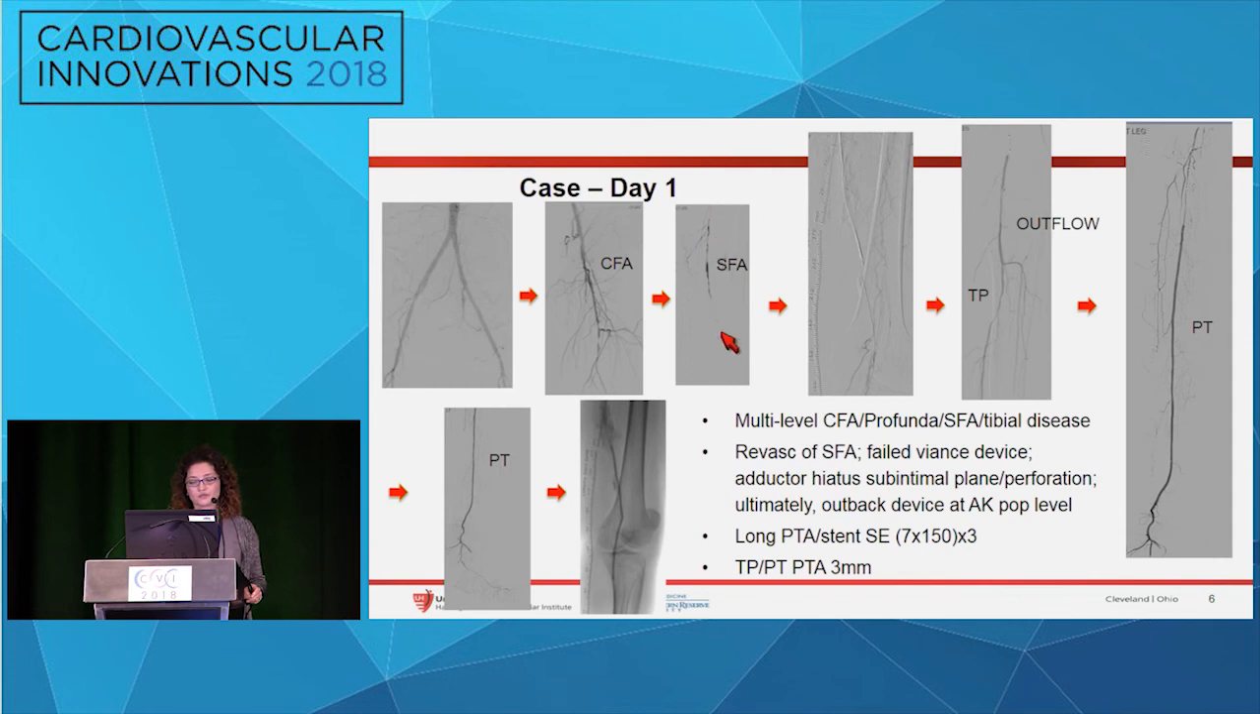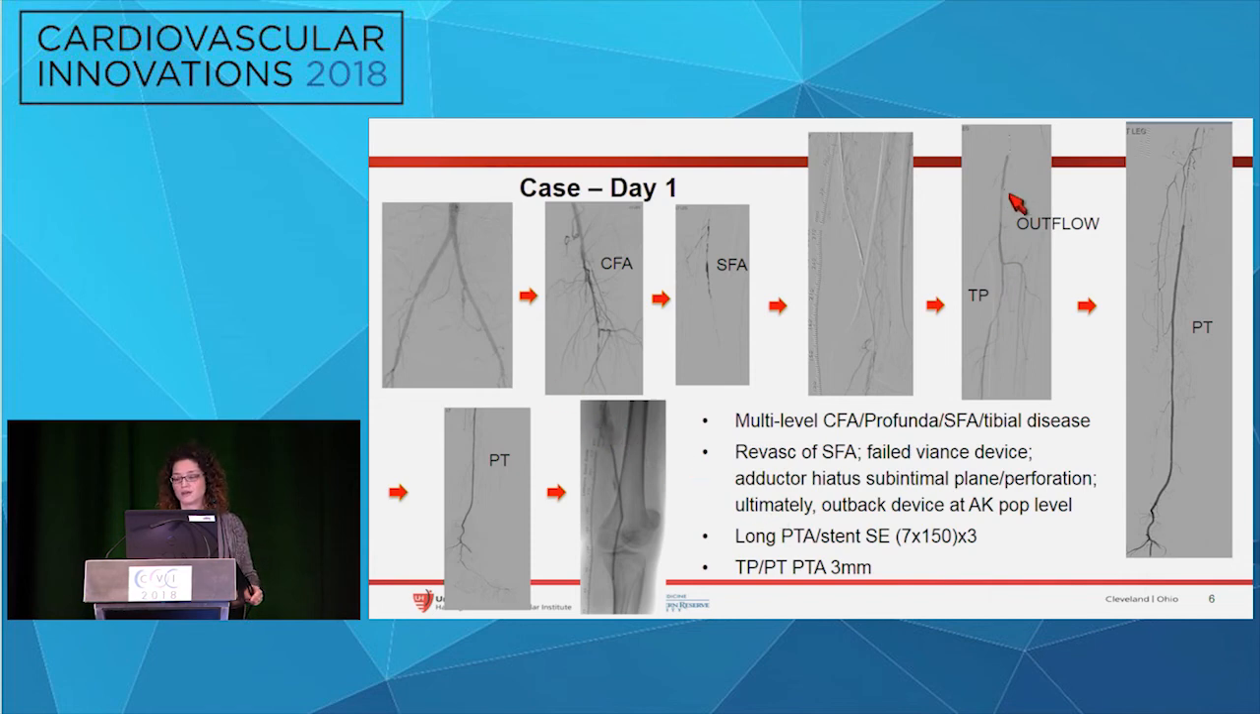So here we are, we had lumen in the SFA. I said, well, I could put something through there. So we proceeded. We were there to do something, save her foot, so we did. We spent quite a bit of time at the adductor hiatus, which is often the challenging spot. We got past this, using a combination of Viance and ultimately an Outback device to get through this level. We obviously spent some time here, perforation, dissection, and you can tell by the contrast that lingers behind.